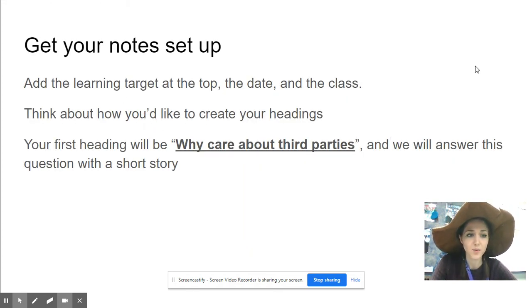So go ahead and set up your notes. You can put the learning target at the top. The learning target is just we can define third parties and explain their purpose. Think about how you'd like to create your headings. Our very first heading will be why I care about third parties. And we're going to answer this with a short story.